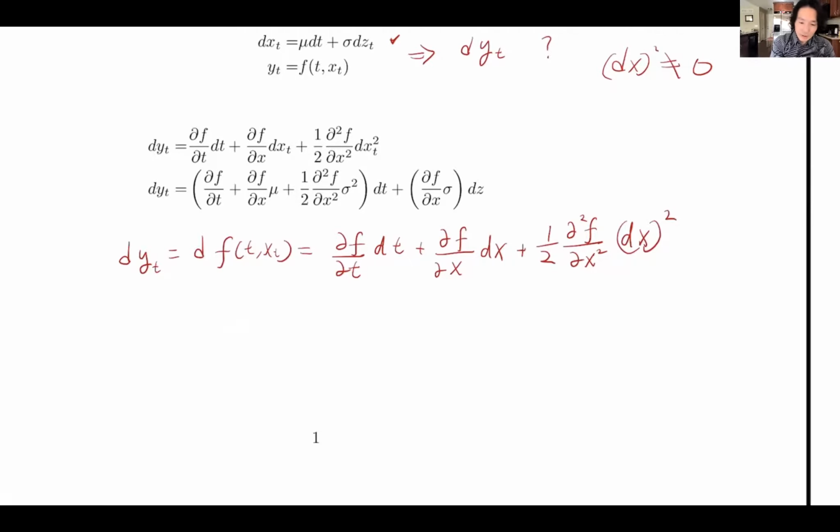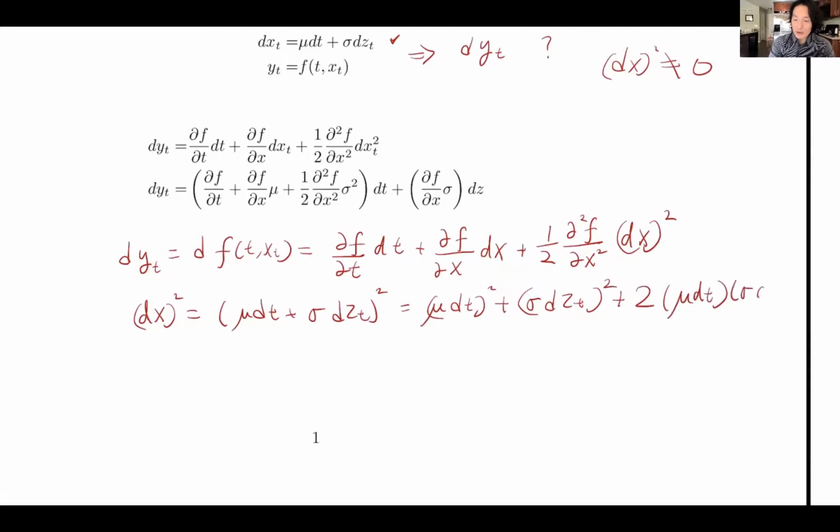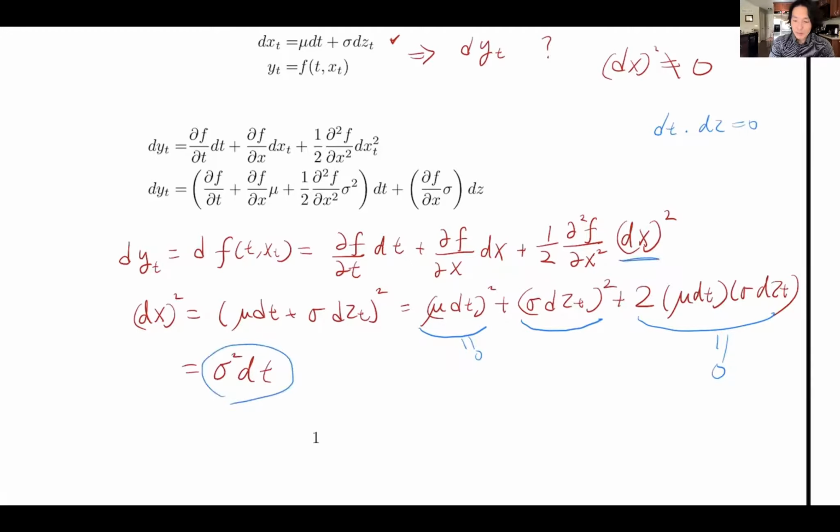자, 여기서 그러면 먼저 dx 제곱을 한번 계산을 해봅시다. Let's calculate dx squared. Because dx is mu dt plus sigma dz_t, and we are squaring it, it becomes (mu dt) squared plus (sigma dz_t) squared plus 2 times mu dt times sigma dz_t. 자, 여기서 뭘 할 수가 있죠? This term becomes 0. That term is also 0. Why? Because we know that dt times dz_t is 0. The only thing that is not 0 is this thing here. In other words, this becomes sigma squared dt.